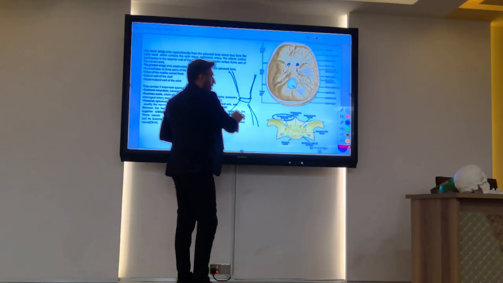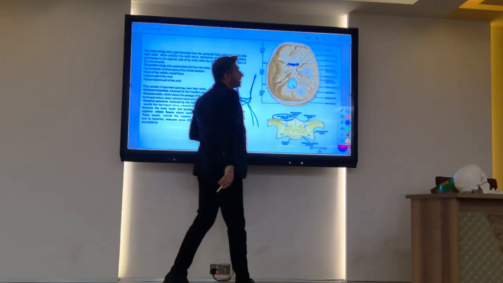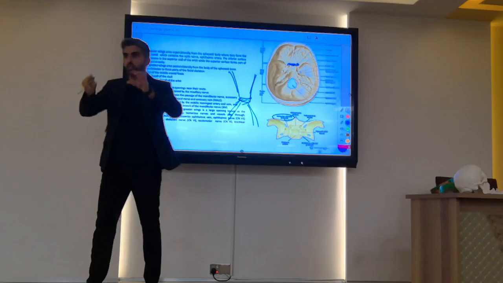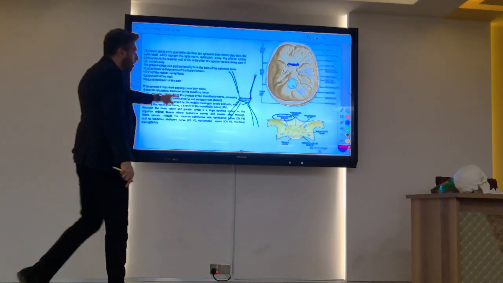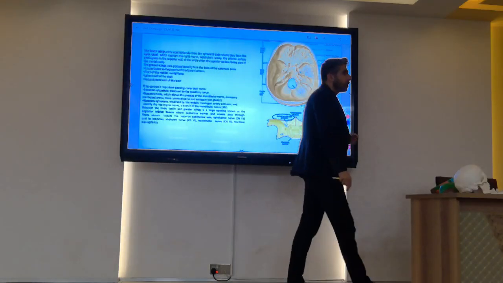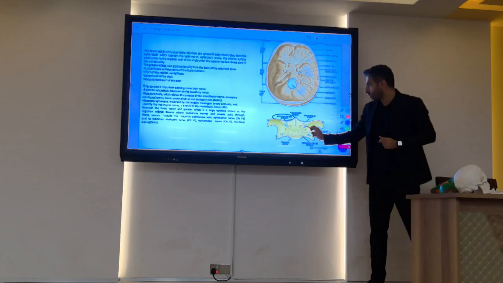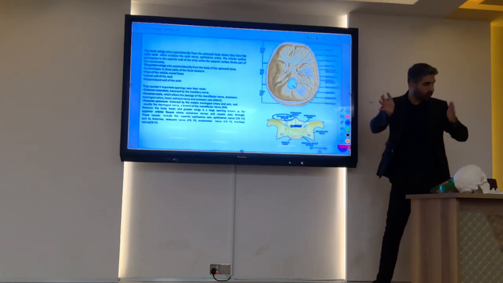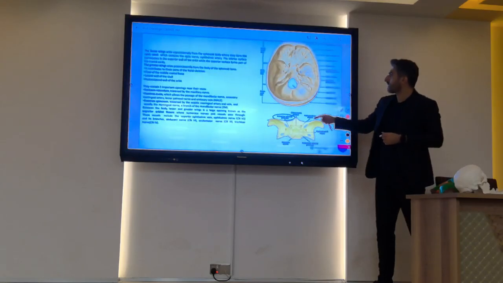Then continue. This is the chiasmatic groove. Between 2 optic canal, you have a groove. This is the location of the optic chiasma. It's here. Again, behind that, you can see sella turcica. So look at the picture. Chiasmatic sulcus or groove between 2 optic canal.